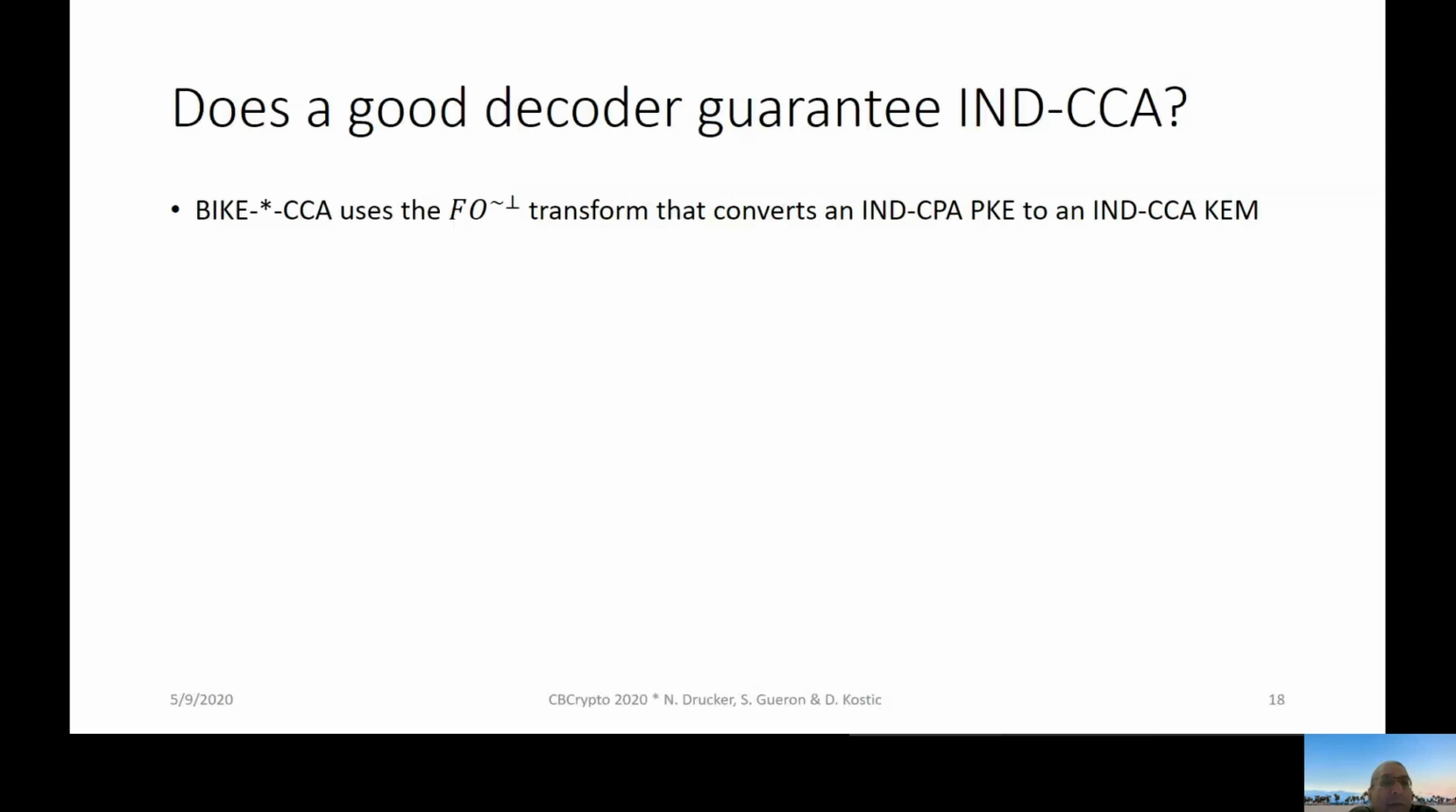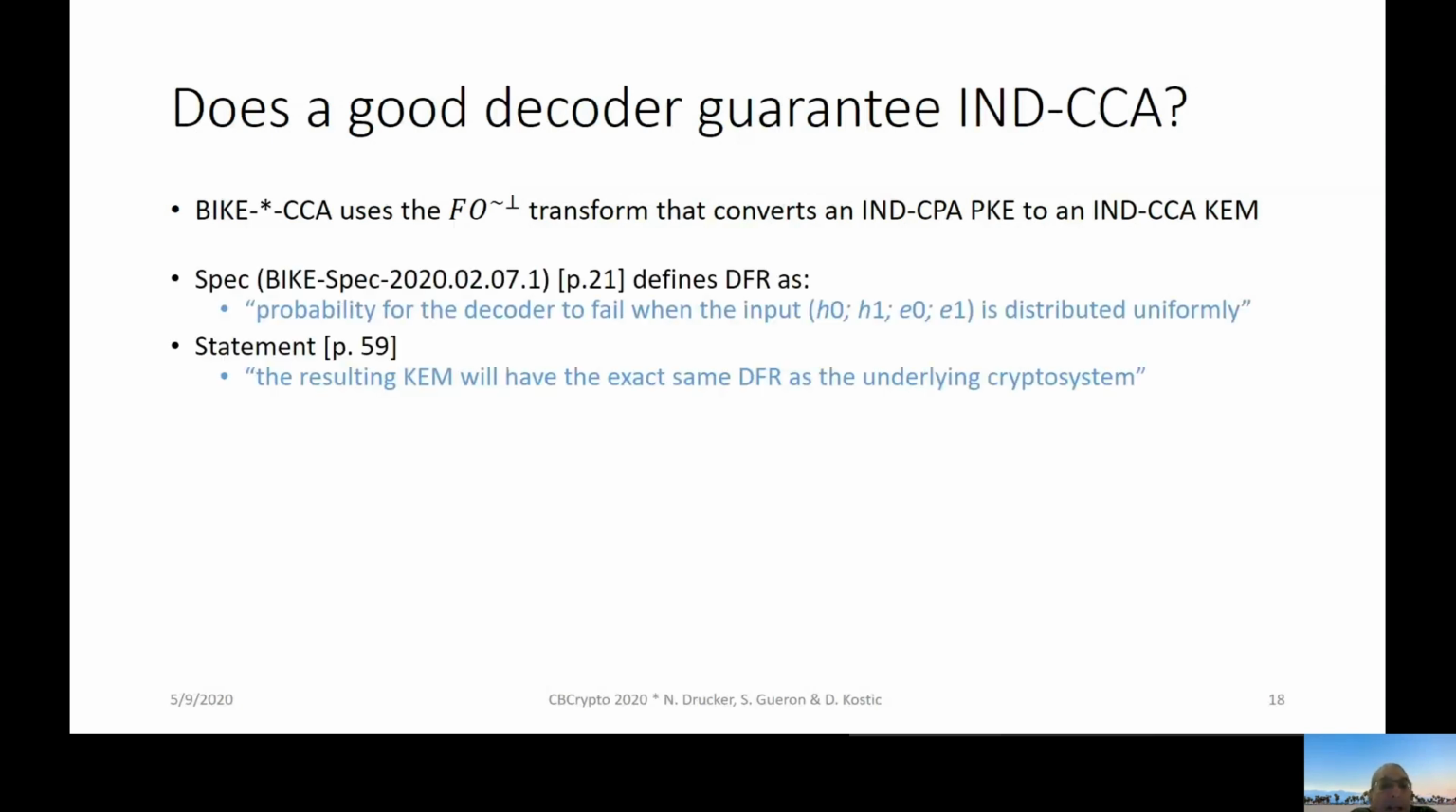So let's say that you have the Fujisaki-Okamoto transform that converts an IND-CPA PKE to an IND-CCA KEM. The BIKE spec actually defines the DFR, the decoding failure rate, as the probability that the decoder fails with a uniformly distributed input of the secret key and the error, and also says that the resulting KEM will have the exact same DFR as the underlying cryptosystem.